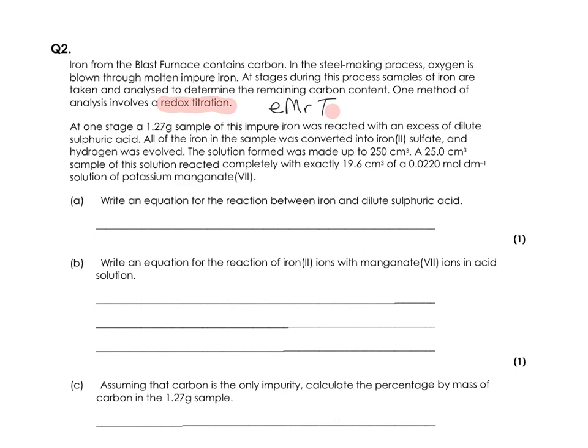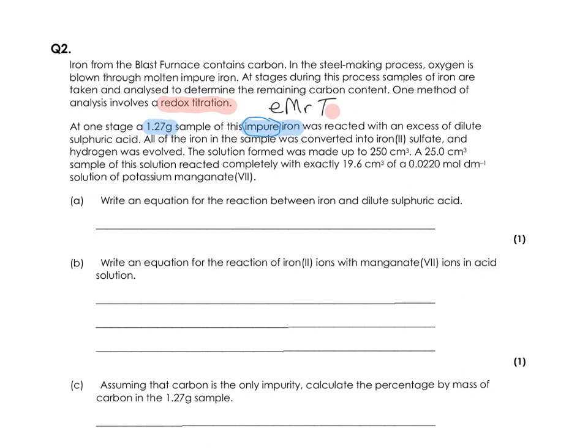Then we're going to look at the numbers. So it says at one stage, a 1.27 gram sample of impure iron. It's important you see it's impure, because the fact it's impure means that you are unable to work out the moles from that 1.27 grams. You don't know what else is in there. It's not just iron. And it reacted with an excess of dilute sulfuric acid. All the iron in the sample was converted into iron 2 sulfate, and the hydrogen was evolved or given off.